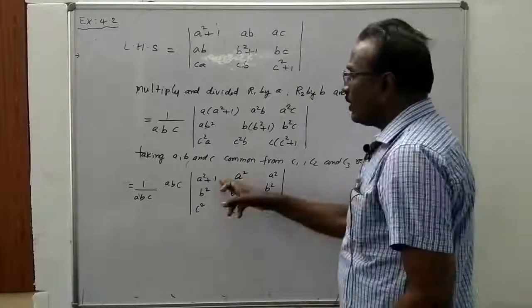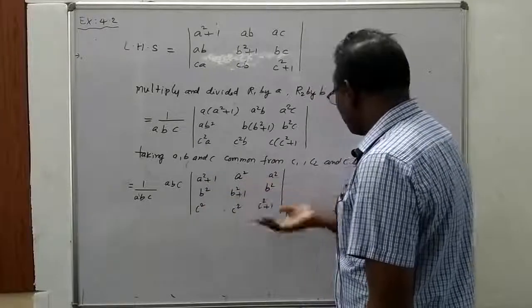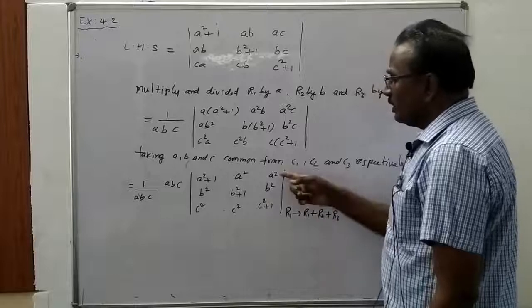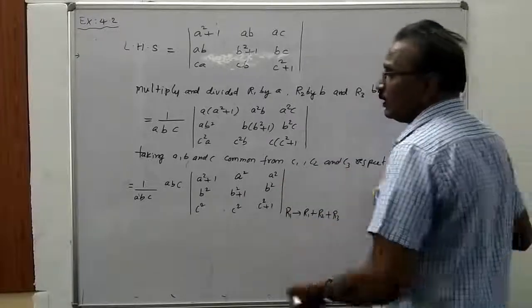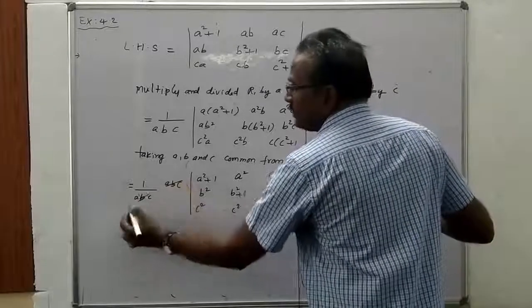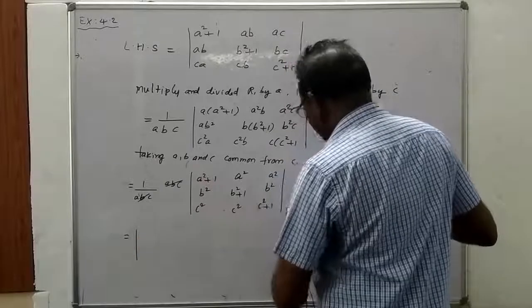So that becomes 1 plus a square plus b square plus c square, a square plus b square plus c square plus 1, that is also 1 plus a square plus b square plus c square, and again we get 1 plus a square plus b square plus c square common. So abc get cancelled, applying this property.